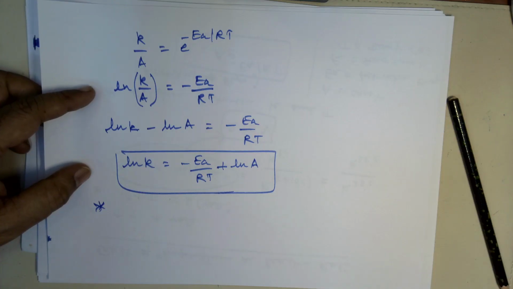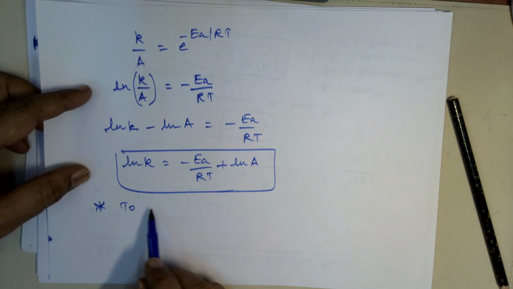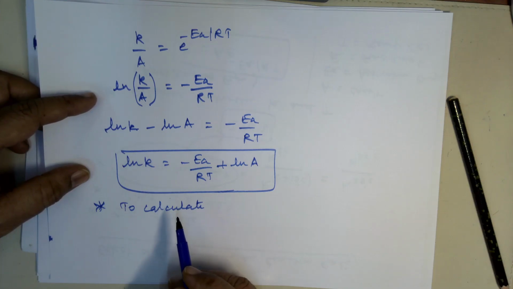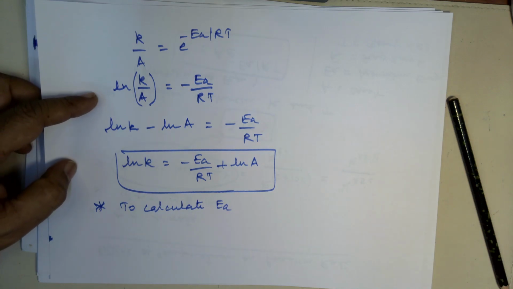The Arrhenius equation is valuable because this can be used to calculate the minimum energy necessary to bring about the reaction between the two colliding molecules. That is called activation energy, if the experimental value of the rate constant K is known.